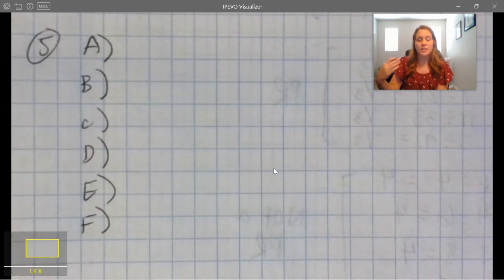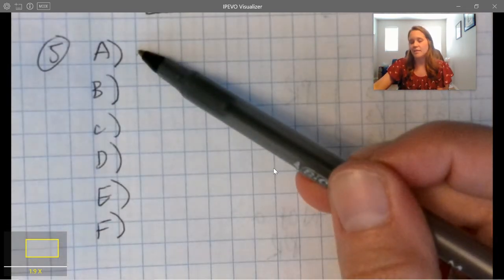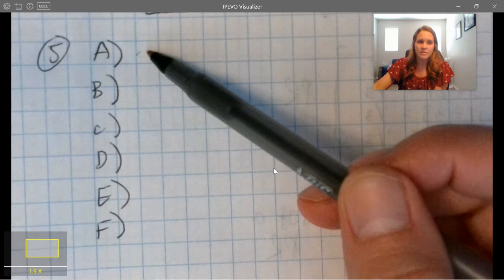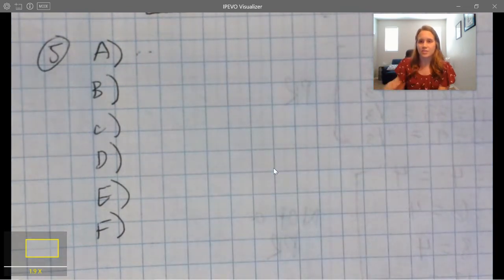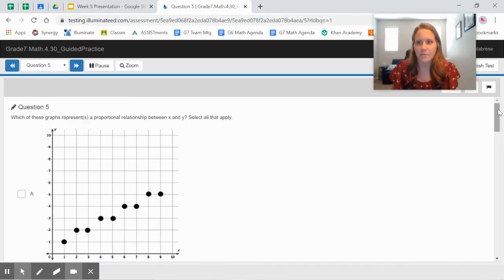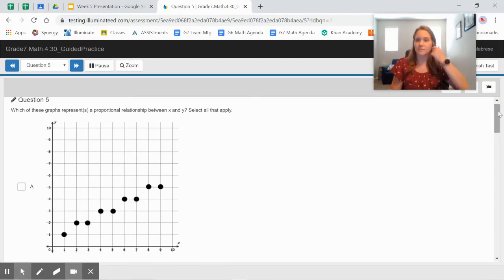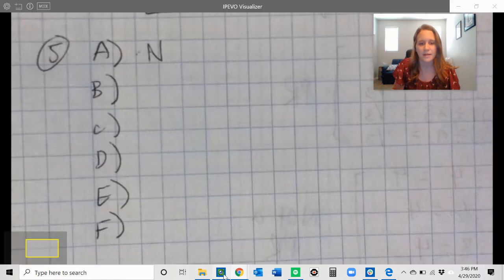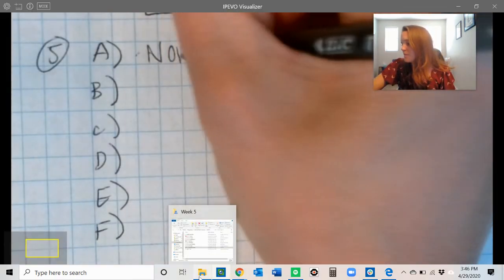So what I want you to do as we're working is add in proportional or not proportional for all of these. That way you can go in and answer the Google form question. Okay, here we go. A, what do you think? Proportional or not proportional? You got it. This is not proportional. I'll show you what I'm doing on my paper. This one is not proportional.